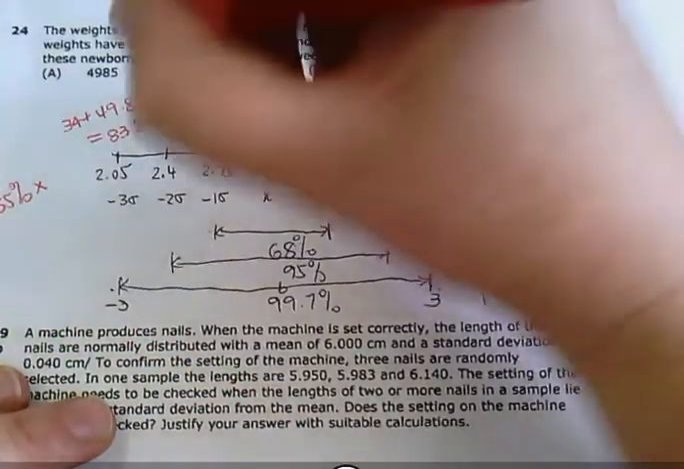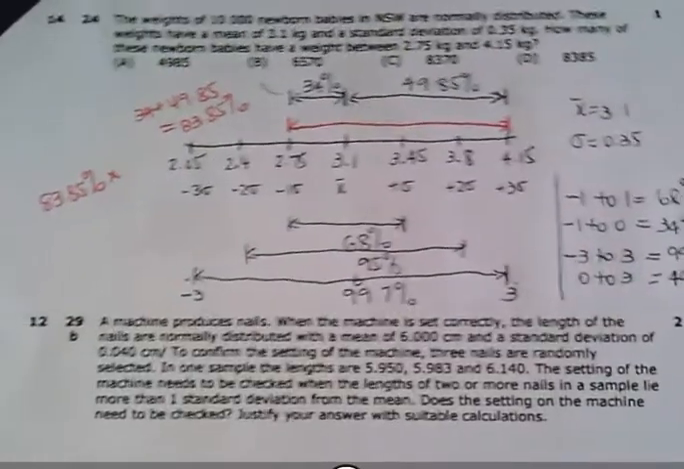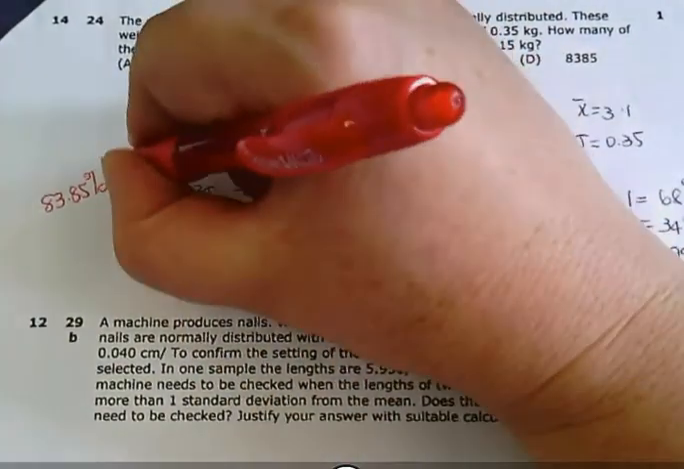83.85% of what? Of all the babies. How many babies were there? 10,000. So times that answer by 10,000.